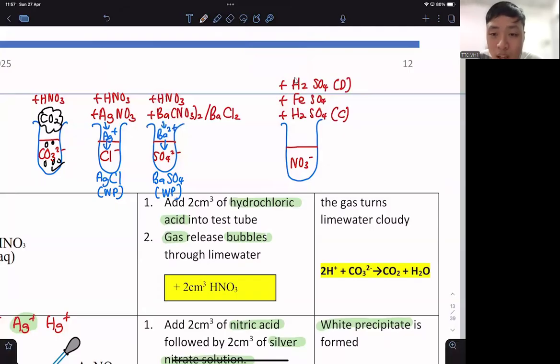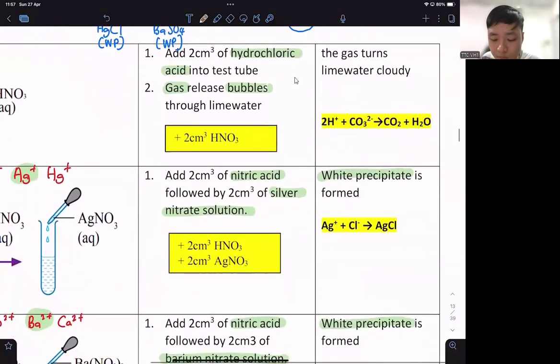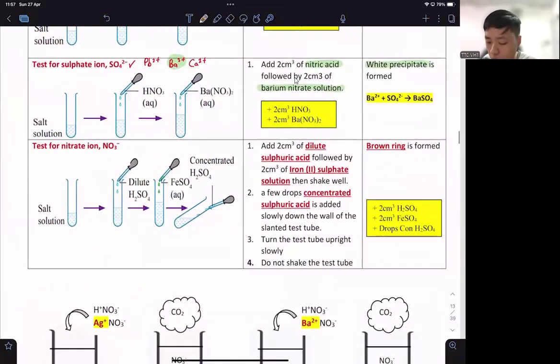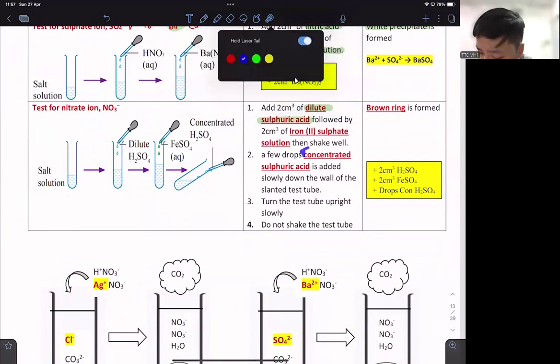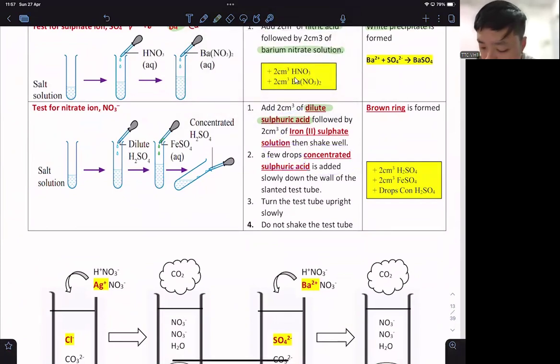Then what do you get? Remember, your observation is not a white precipitate. Your observation is a brown ring forming, on top, below. So you add dilute sulfuric acid, and of course you have to mention 2 cm cube. But for concentrated one, you just put a few drops, because it is very thick. You only add a little bit, no need to add 2 cm cube. Then you get a brown ring.